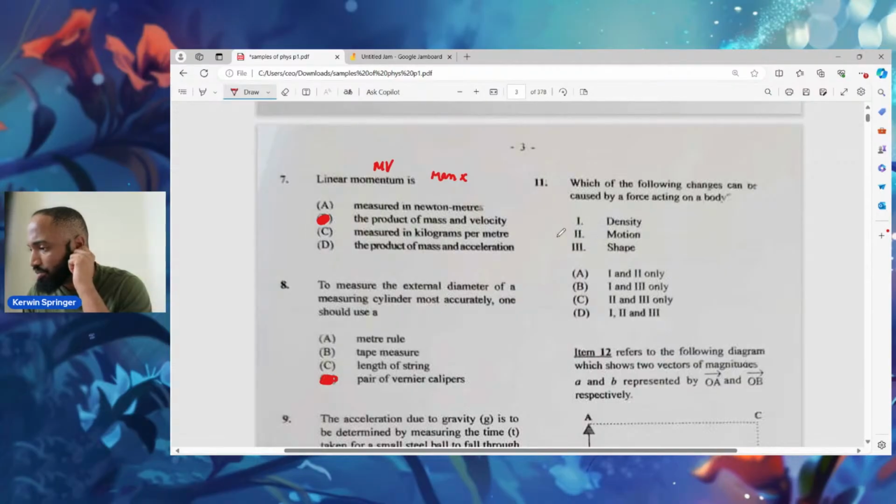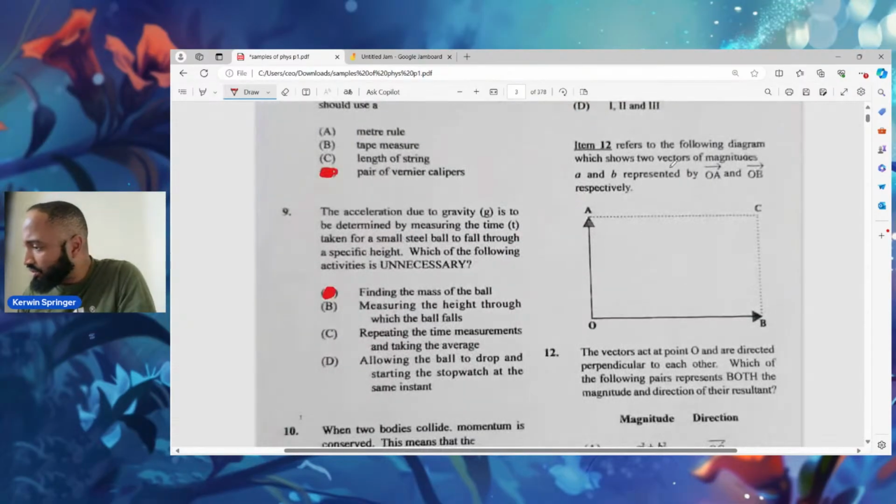We can change the motion, we can change the shape. We're not necessarily changing the density of the body. The best answer is C. Although in some control settings, you could squeeze in the body and affect the body's overall density, because they change the volume now. But they just say a force, and the best answer is C. You don't need to get too technical.